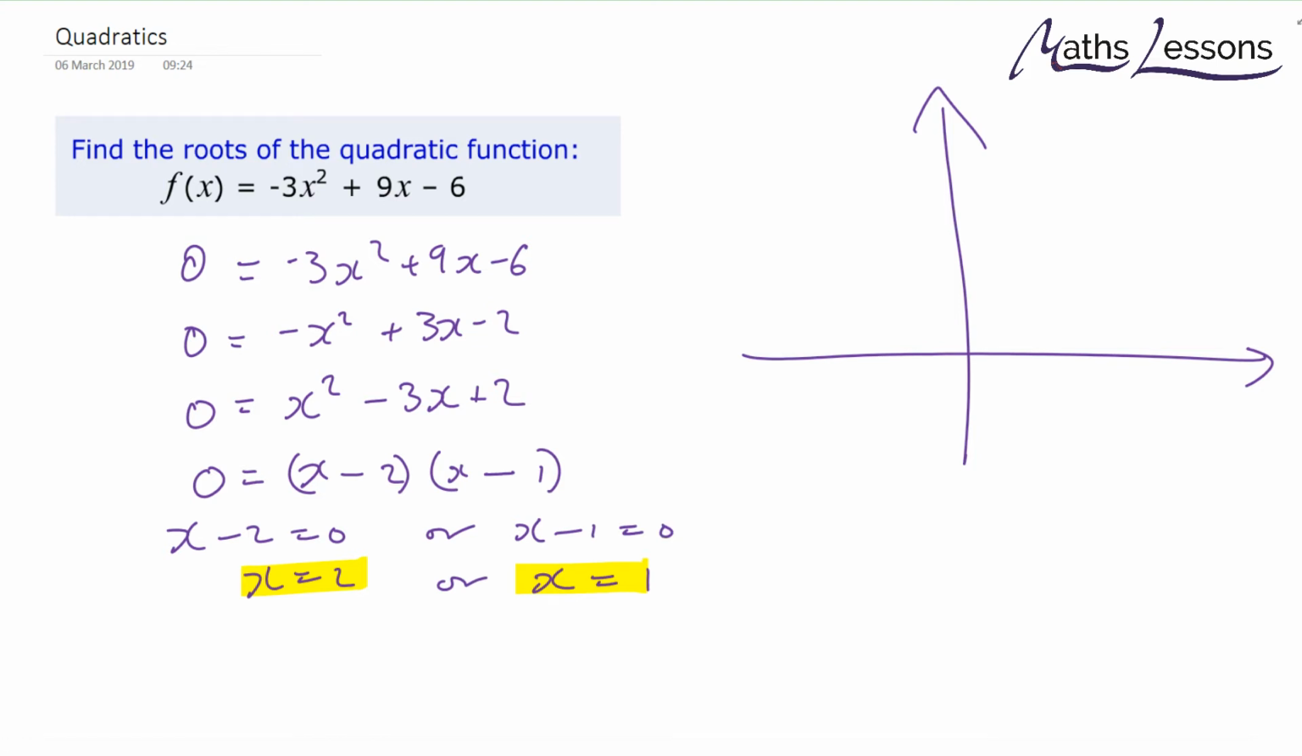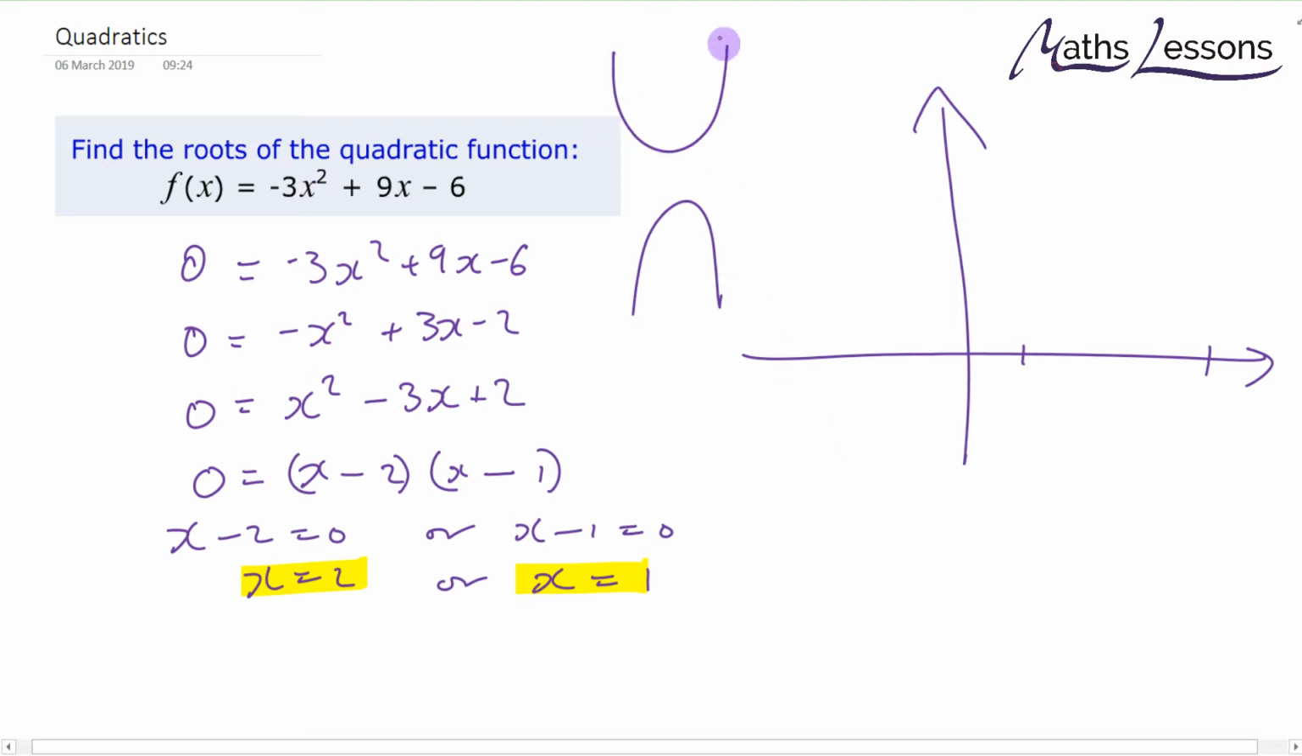But let's just think about what that means on our graph. So it means we're going to cross at 1 and 2. Now, before I draw the graph, I'm going to have a look at this. Wait a minute, I've got a minus x squared. If I've got a positive coefficient of x squared, then I get a U-shaped graph. And if I get a minus x squared, then I get an N-shaped graph.